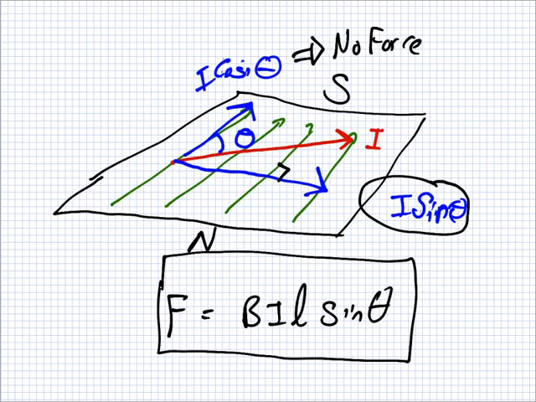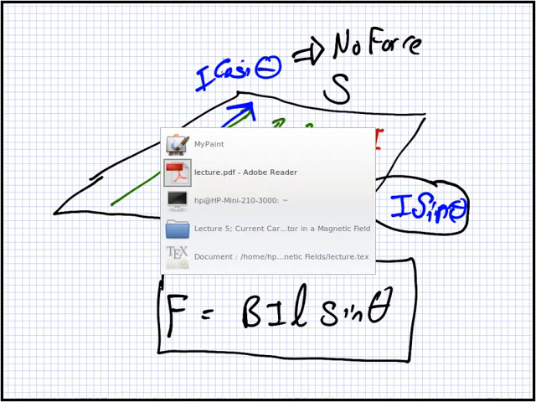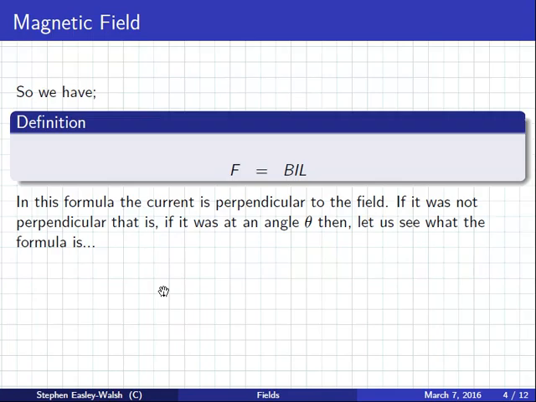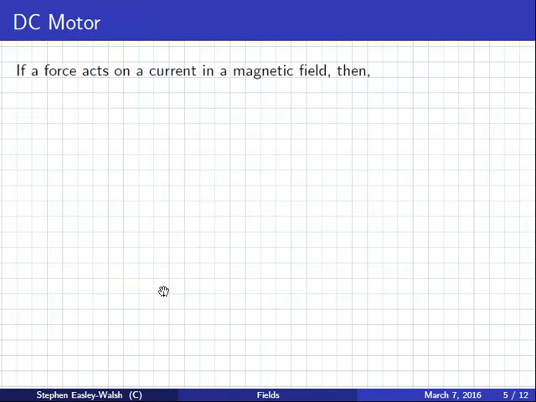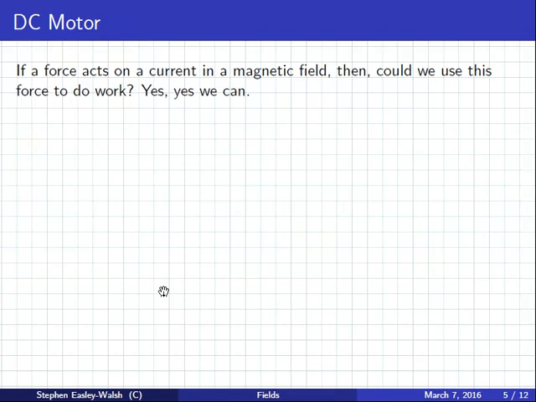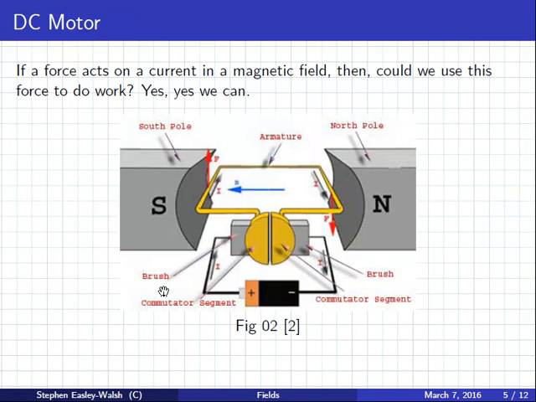Continue? Yes, okay. Right. BIL sine theta. Right. If a force acts on a current in a magnetic field, then could we use this force to do some work? Yes, we can. So here's how you could do it. Let me explain.